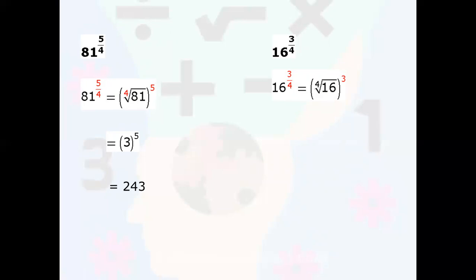Okay, now what is the first step you're going to do? You are going to find what is the fourth root of 16. Which number multiplied 4 times gives us 16? What do you think? Which number multiplied 4 times gives us 16?